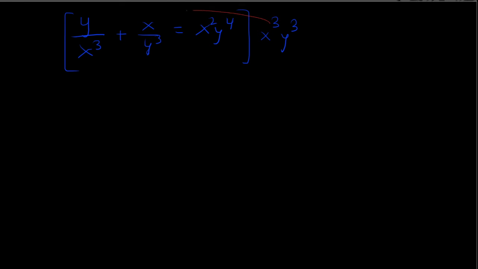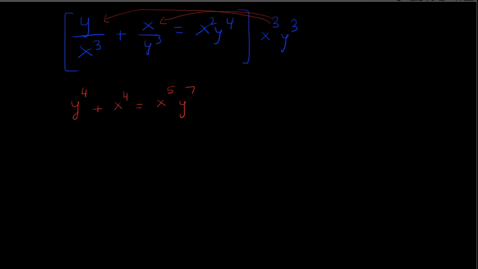So when we multiply x³y³ by the first term, the x³'s are going to cancel, and I'm going to get y times y³. And if I multiply x³y³ by x over y³, the y³'s are going to cancel. So I'm going to be left with x⁴. And then x² times x³ is x⁵. y⁴ times y³ is y⁷. And here, this looks much nicer.